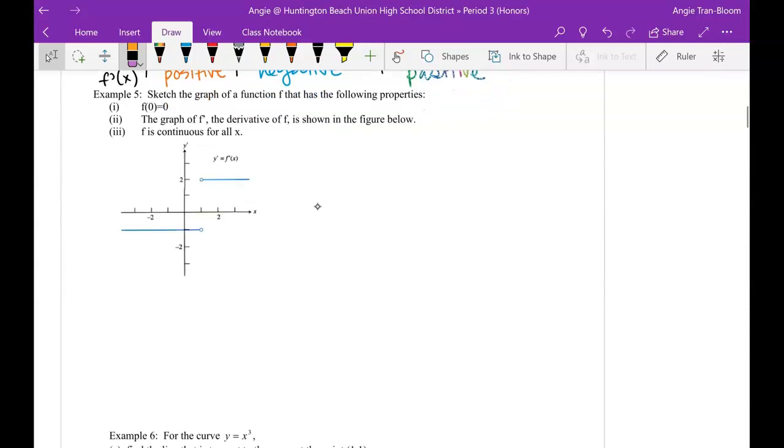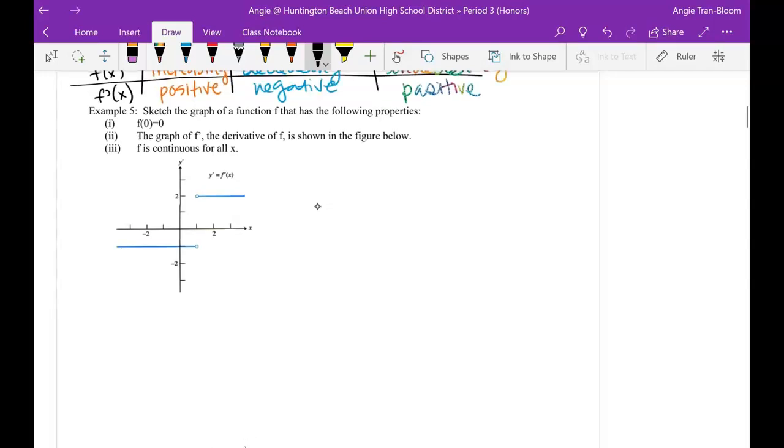Example 5. Sketch the graph of a function f that has the following properties. Doesn't this remind you of chapter 2, where you have to sketch and I gave you a bunch of properties? Kind of like that, but now we're dealing with derivatives. So sketch the graph of a function. A function means I'm looking for the original, and I'm going to make a coordinate plane, and talk to you as I go along about my thought process.